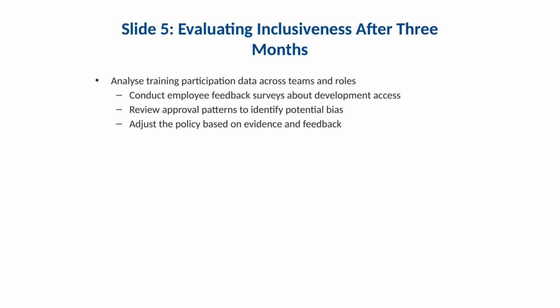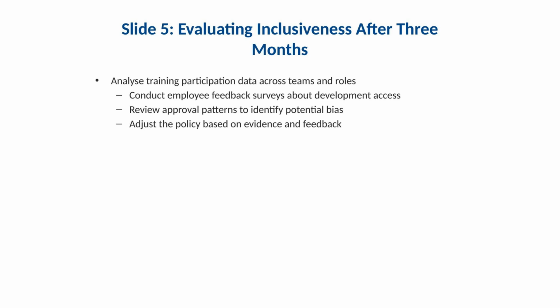3 months after implementing the staff learning and development policy, it is important to evaluate whether it is achieving its intended inclusive outcomes. One approach is analyzing training participation data across teams, roles, and departments to determine whether development opportunities are being accessed fairly. If certain teams or groups appear underrepresented, this may indicate barriers that need addressing.